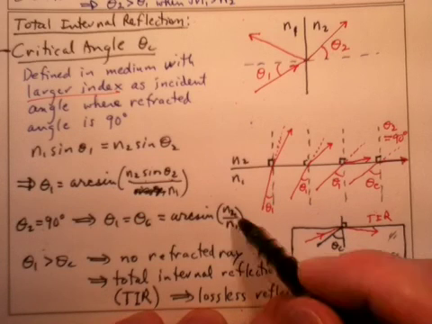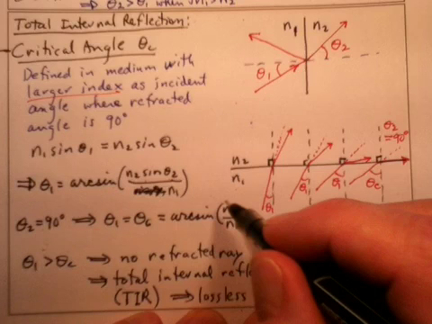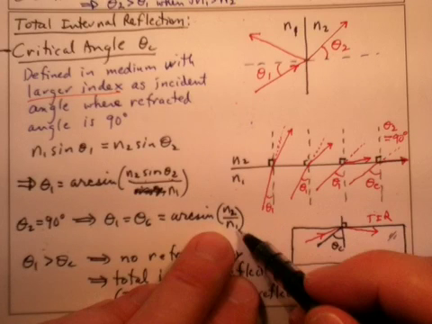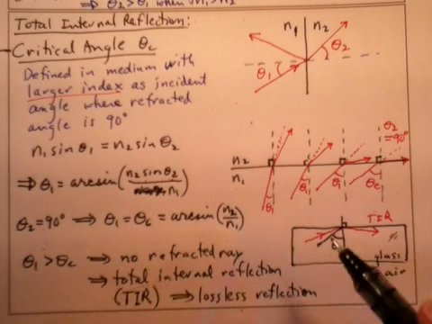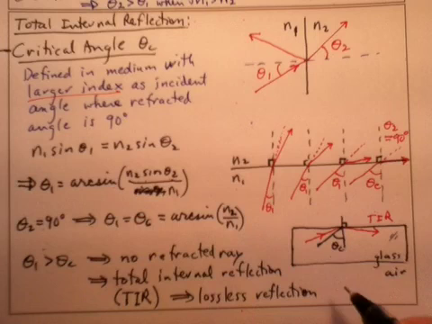For a glass-air interface, you can just use n is 1.5 for the glass and n is 1 for the air, and we'll get a 42-degree critical angle for total internal reflection. So there's the summary, and thank you.